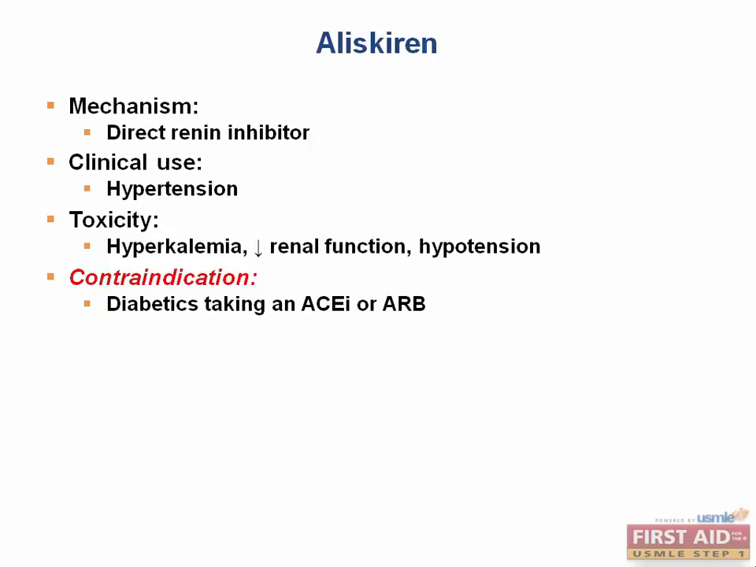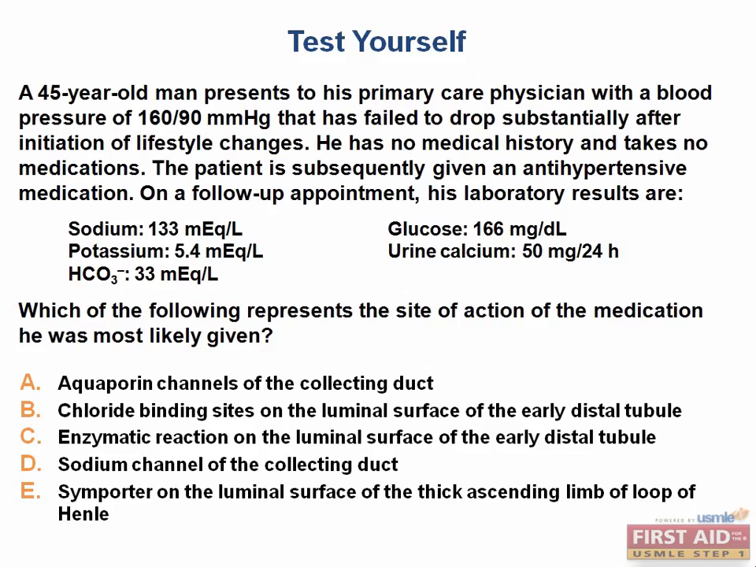Alright folks, that about does it for our adventures here in renal pharmacology. Let's finish it off with a board-style question. A 45-year-old man presents to his primary care physician with a blood pressure of 160/90 that has failed to drop substantially after the initiation of lifestyle changes. He has no medical history and takes no medications.